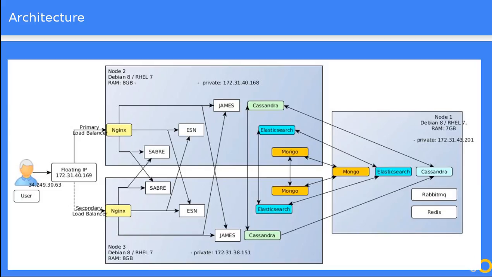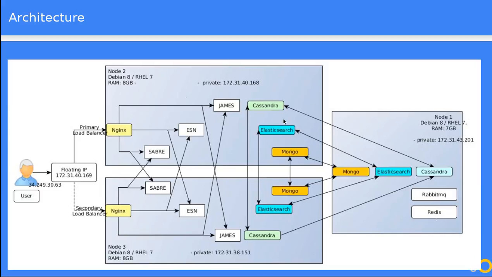We have 3 nodes running Debian 8, and as you see in the picture, we have 3 parts. The first is for storage. The second is for the main components of OpenPaaS, and the last is for load balancing and failover handling. In this deployment, we don't set up RabbitMQ and Redis distribution.